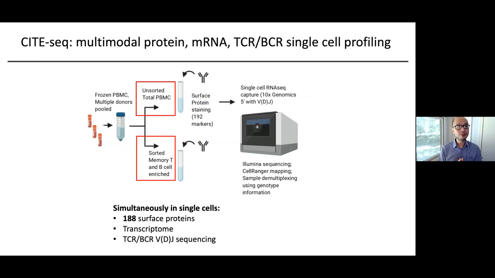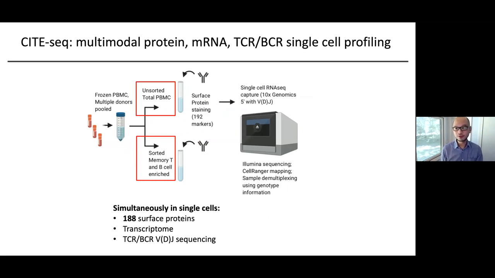So the general idea is we take, let's say from COVID patients, PBMCs, and in many cases we sort, as I mentioned, for specific rarer populations, but at the same time we also profile the unsorted total. In the current panel, we measure 180 surface proteins, plus the transcriptome and plus the VDJs.